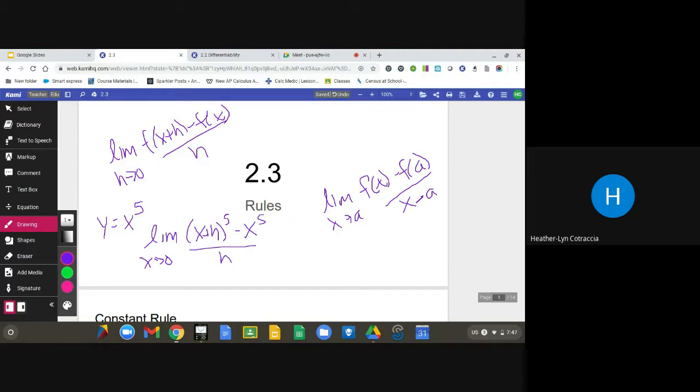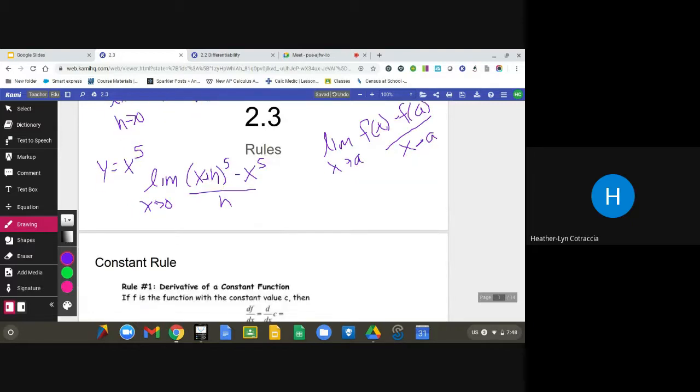Now, if you don't know Pascal's triangle and you don't have a calculator handy, you're going to have to expand x plus h to the 5th by hand, which means you would write it out, x plus h, 5 times. You multiply the two things, and then you would multiply that trinomial by the binomial, and then just keep going. And it's just going to get complicated. So there's got to be shortcuts and rules, and that's what we're going to be discussing today.